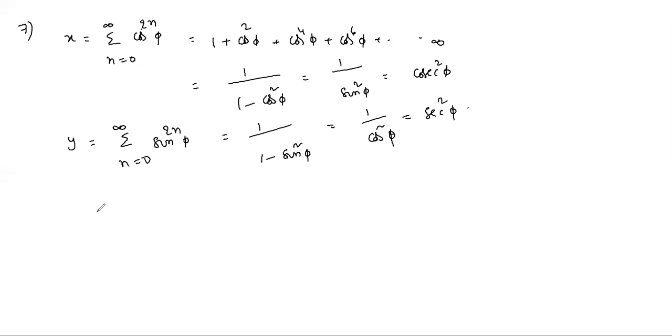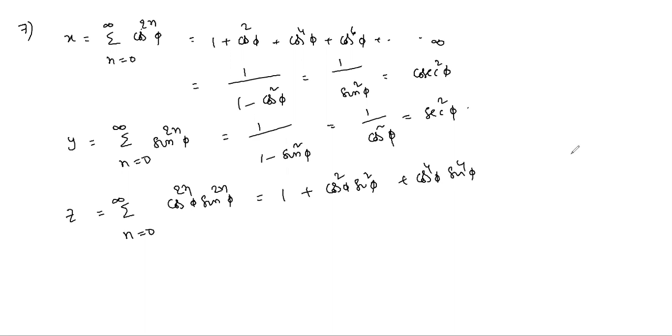Similarly, the third one you can write sigma n equal to 0 to infinity, cos power 2n phi sin power 2n phi. If you put n equal to 0, the first term is 1. The second one is cos square phi sin square phi, then cos power 4 phi sin power 4 phi, plus and so on up to infinite terms. This is also a GP with common ratio cos square phi sin square phi. T2 by T1, T3 by T2 will give the same. Same GP, a by 1 minus r.